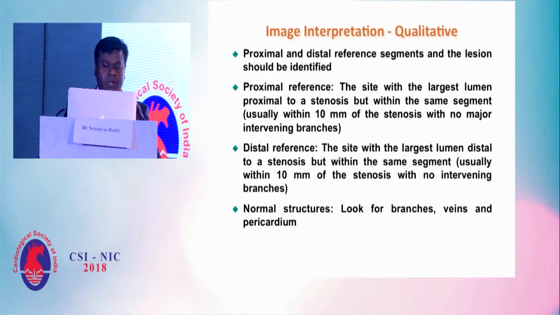So how do we interpret these images? As soon as you look at the angiography, you should look at a few important things. Look at the proximal and distal reference segments. Proximal reference is within 10 millimeters of the maximum stenosis, and distal reference is the site with the largest lumen distal to a stenosis, but within the same segment, usually within 10 mm. And you should look for the normal branches, veins, and the pericardium.